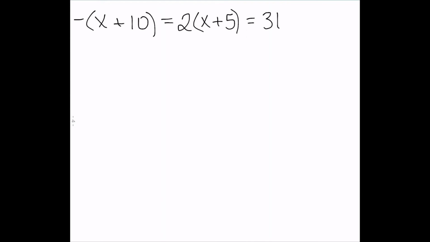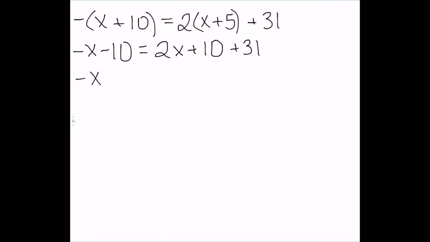My next one, -(x plus 10) equal to 2 times (x plus 5), plus 31. So the first step here before I start getting my variables together is to try to simplify. Distributing the negative sign on the left gives me -x minus 10. On the right I have 2x plus 10 when I distribute, plus 31. So -x minus 10 equal to 2x plus 41.